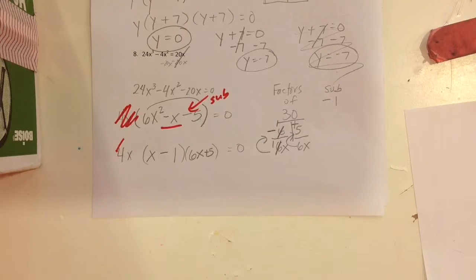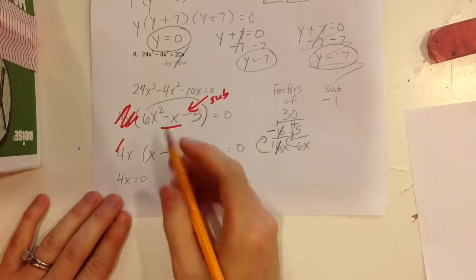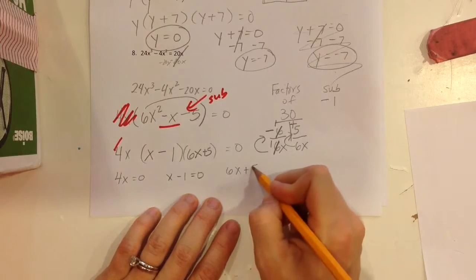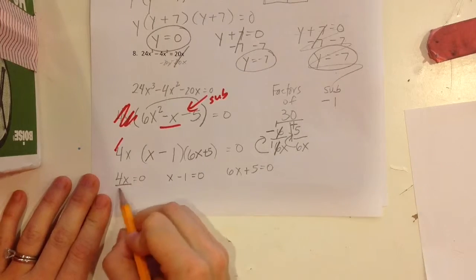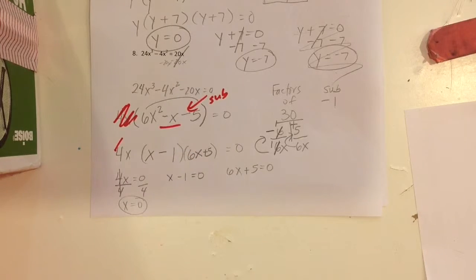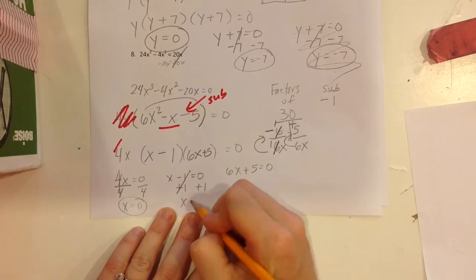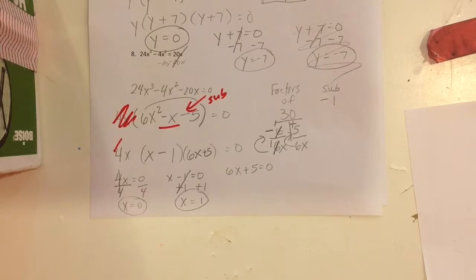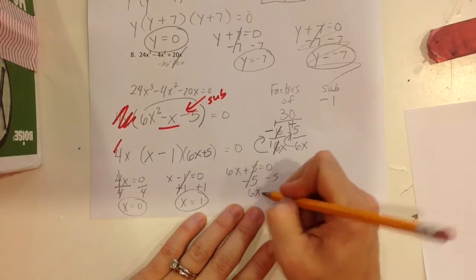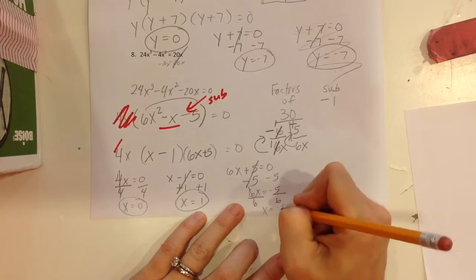Now that we have it in factored form, I'm going to set each factor equal to 0. So 4x, set that equal to 0. X minus 1, set that equal to 0. And 6x plus 5, set that equal to 0. On the first one, all I can do is divide by 4. So x equals 0. On the second one, all I can do is add 1 to both sides. So x equals 1. On the third one, I subtract 5 and then divide by 6. So x equals negative 5/6.